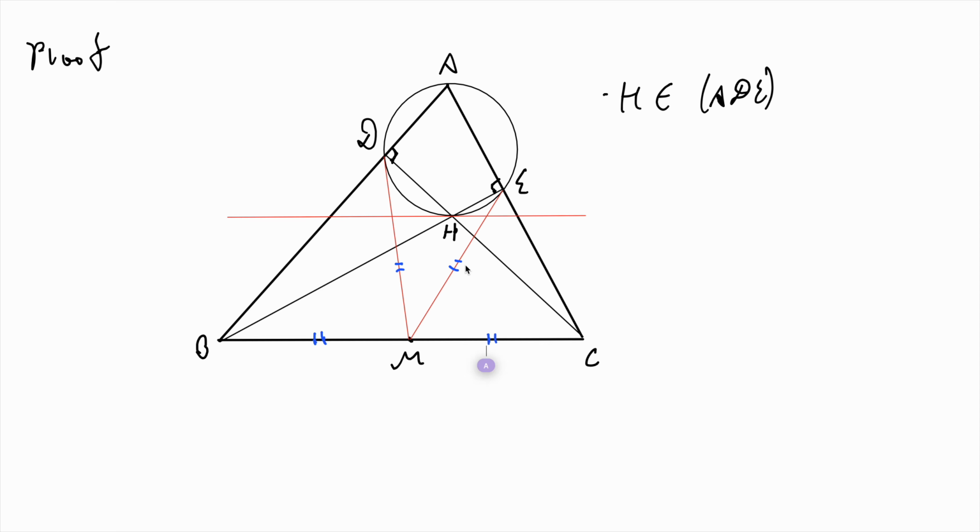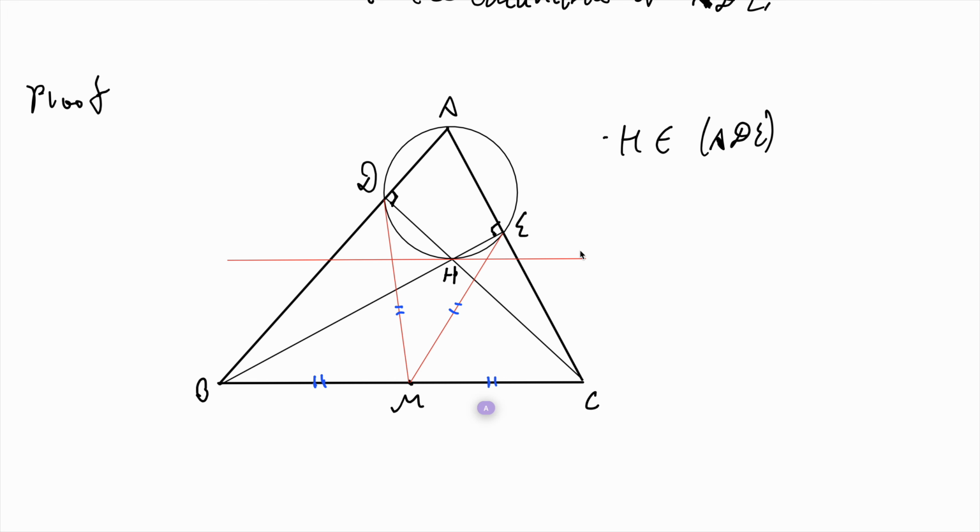Wait, we already proved that this red one is already tangent to the circle, right? Because this means H is on the circle, and these are congruent to AH, meaning AH is the diameter.